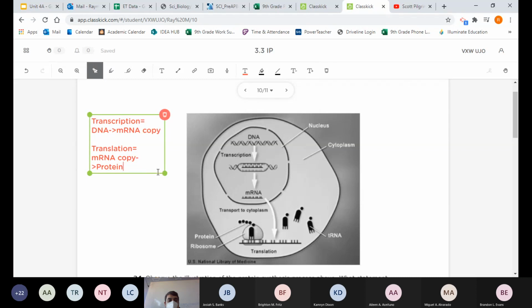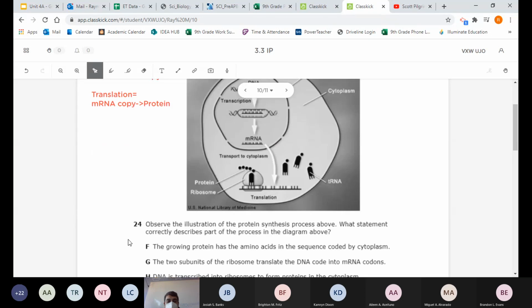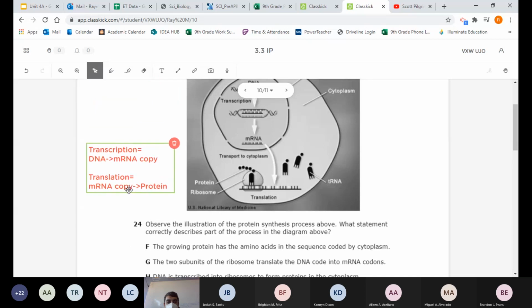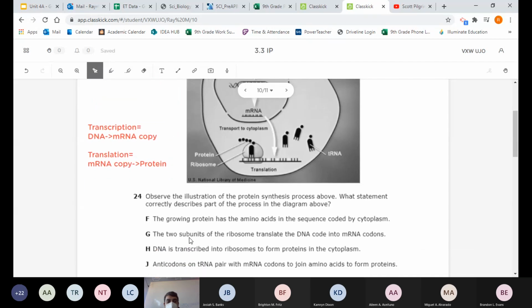Right, so this is what's going on. We see that there's transcription, there's translation. We are very familiar with these processes, so let's get down to the question. What statement correctly describes part of the process in the diagram above? F: a growing protein has amino acids in the sequence coded by the cytoplasm. G: 2 subunits of the ribosome translate the DNA code into mRNA codons. H: DNA is transcribed into ribosomes to form proteins in the cytoplasm. J: Anticodons on tRNA pair with mRNA codons to join amino acids to form proteins.